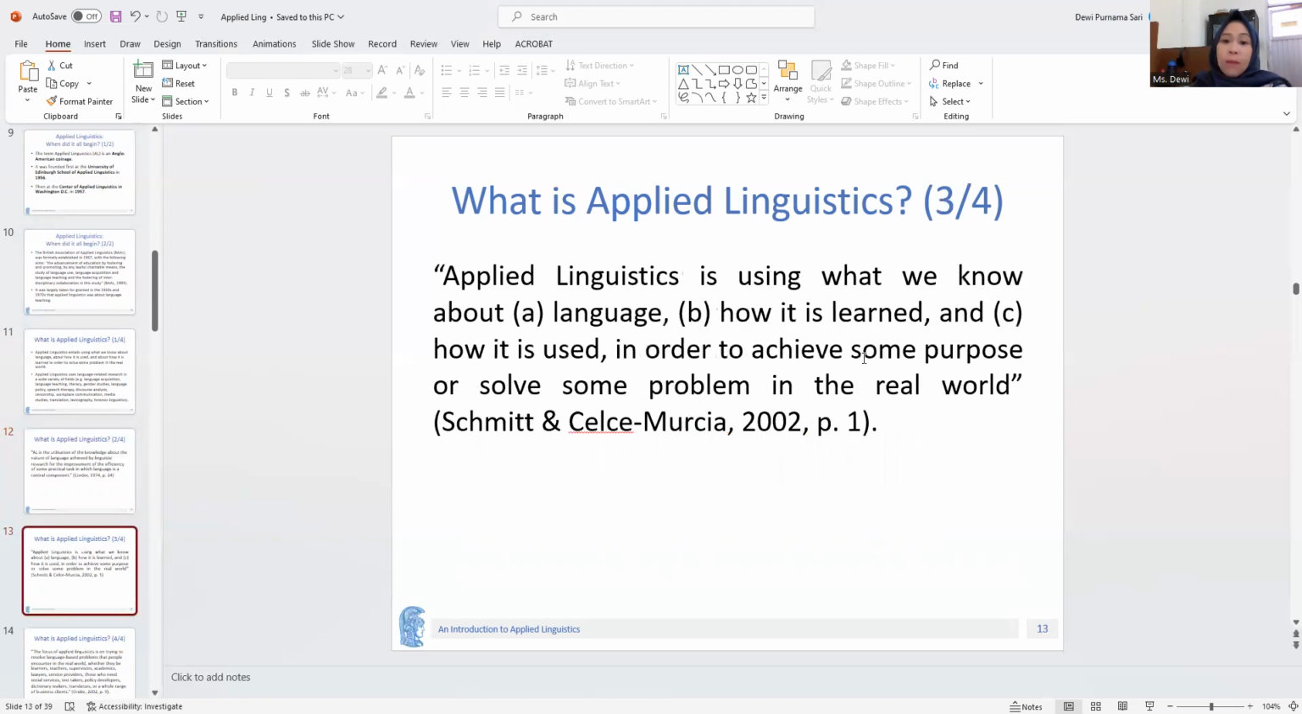And then based on Smith and Murcia 2002, applied linguistics is using what we know about language, how it is learned, and how it is used in order to achieve some purpose or solve some problem in the real world. So that's why we study applied linguistics here.